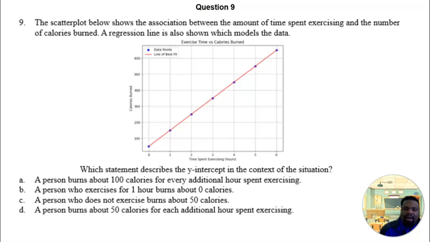So think about that. If my y-intercept is 50, think about what that means in the context of the situation. We're looking at how much time we spend exercising versus the amount of calories we burn. So on our y-axis, when x is 0, y is 50. What that tells us is that if we spend no time exercising, then we already burned 50 calories. So your answer would be C.